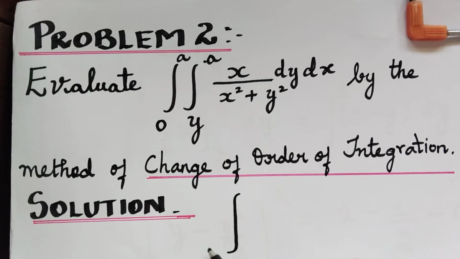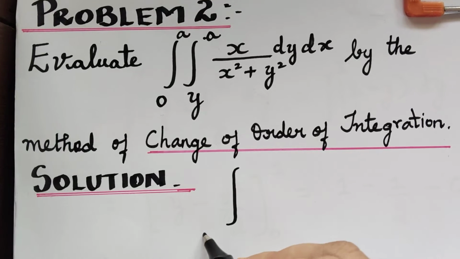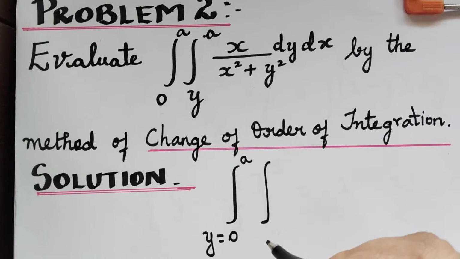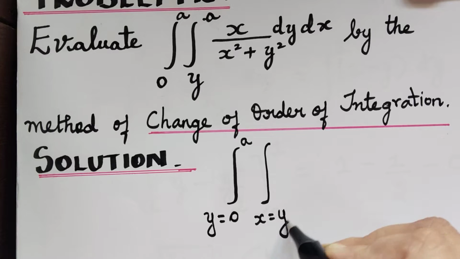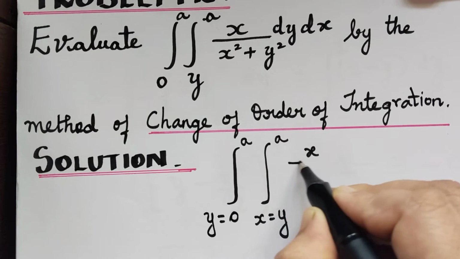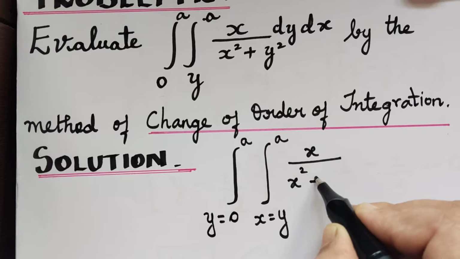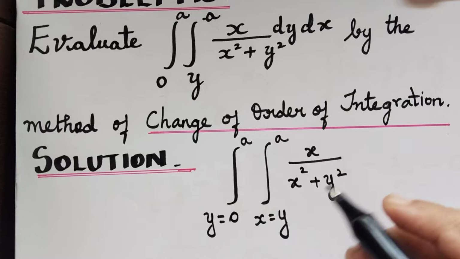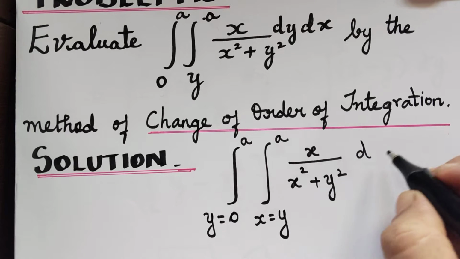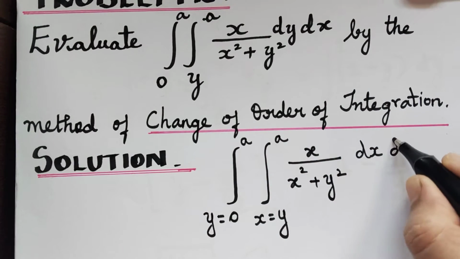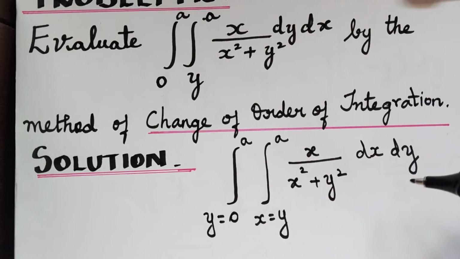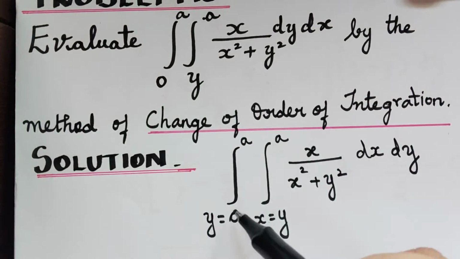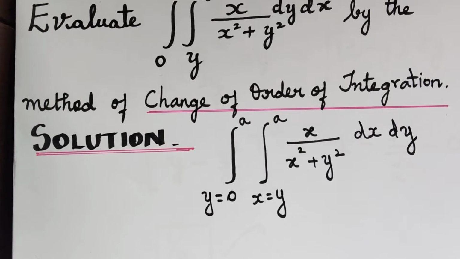And so the outer integral is for y equal to 0 to a, and the inner integral is for x equal to y to a. The function is x divided by x square plus y square. Since the inner integral is with respect to x, the integrand is with respect to dx and then with respect to dy. So we have rewritten this problem by writing dx and dy according to the limits given in the first and the second integral. Now this is the question given.